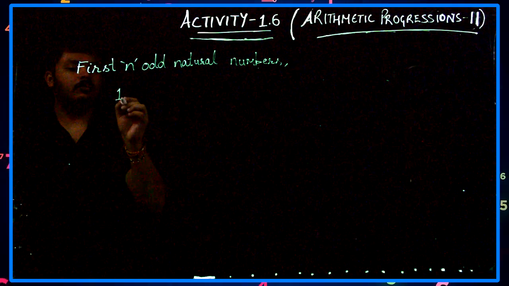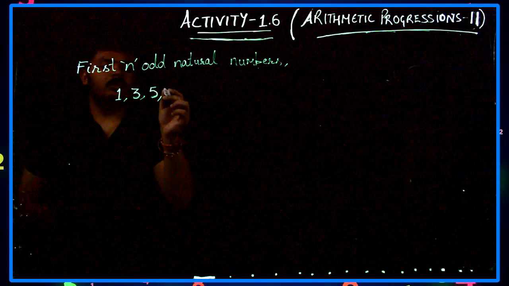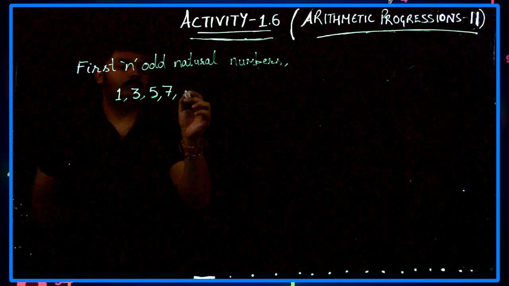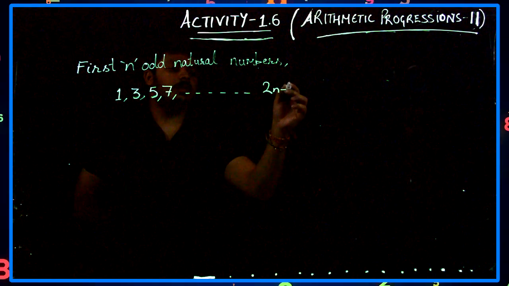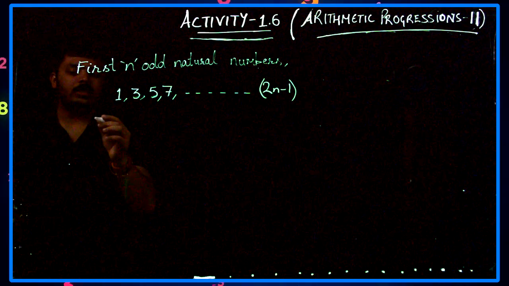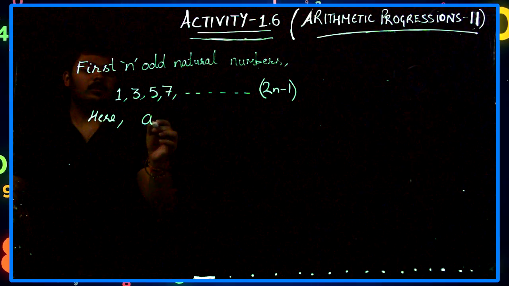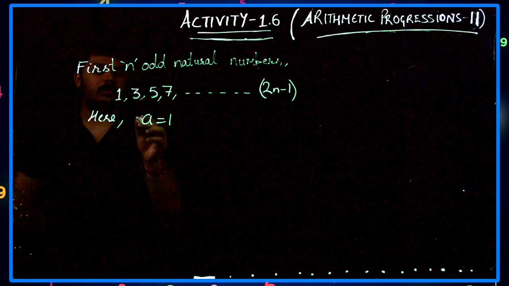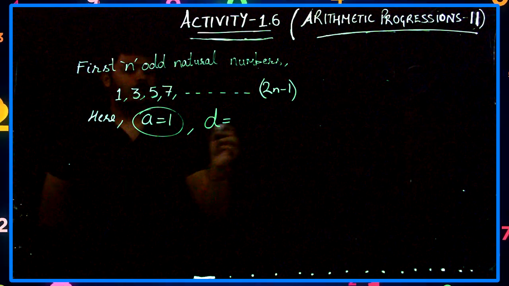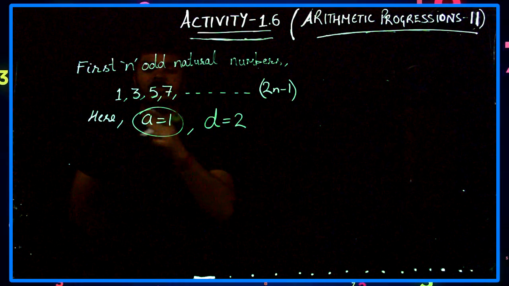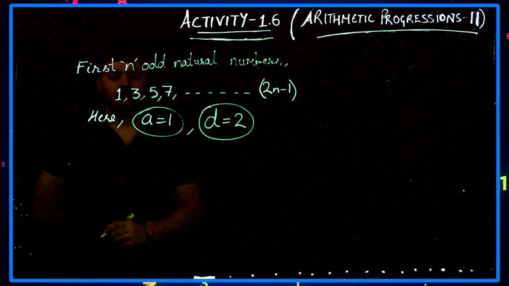Say 1, 3, 5, 7 and up to 2n minus 1. As you can see here, a equals 1, that is our first term, and d equals 2, that is 3 minus 1 equals 2. So our common difference is 2.